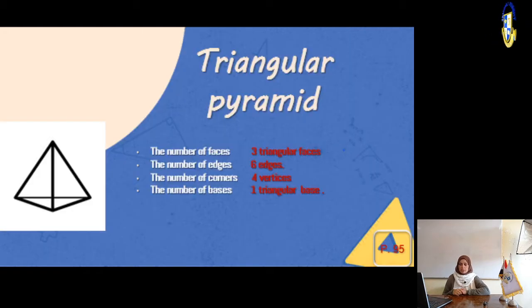Triangular pyramid. It's a pyramid and the base is a triangle. So the number of faces, 3 triangular faces. Number of edges, 6. Number of corners, 4. And the number of bases is just 1 triangle.